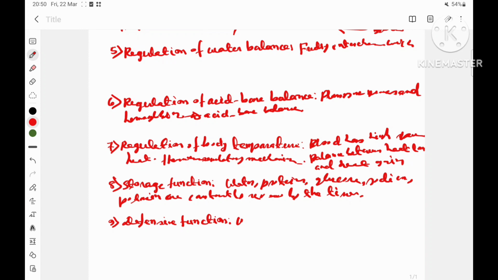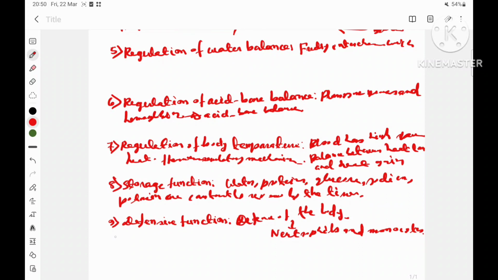Next but not the least is also an important function: the defensive function of blood. Blood plays an important role in defense of the body. The white blood cells responsible for this defensive function are neutrophils and monocytes. They work by engulfing the bacteria by the process of phagocytosis.